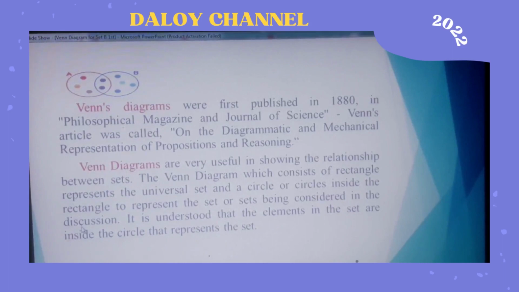Venn diagrams are very useful in showing the relationship between sets, which consist of a rectangle that represents the universal set and a circle or circles inside the rectangle to represent the set or sets. Being considered in the discussion, it is understood that the elements in each set are inside this circle to represent the set.